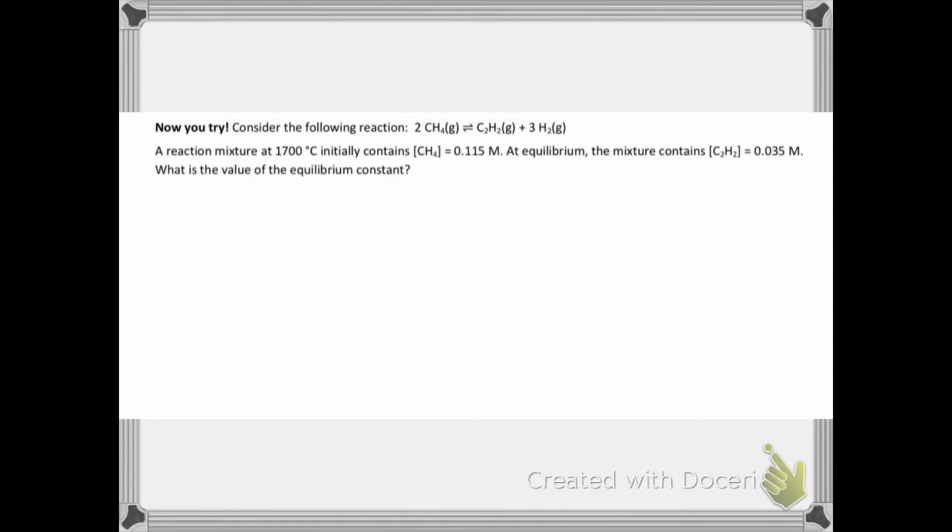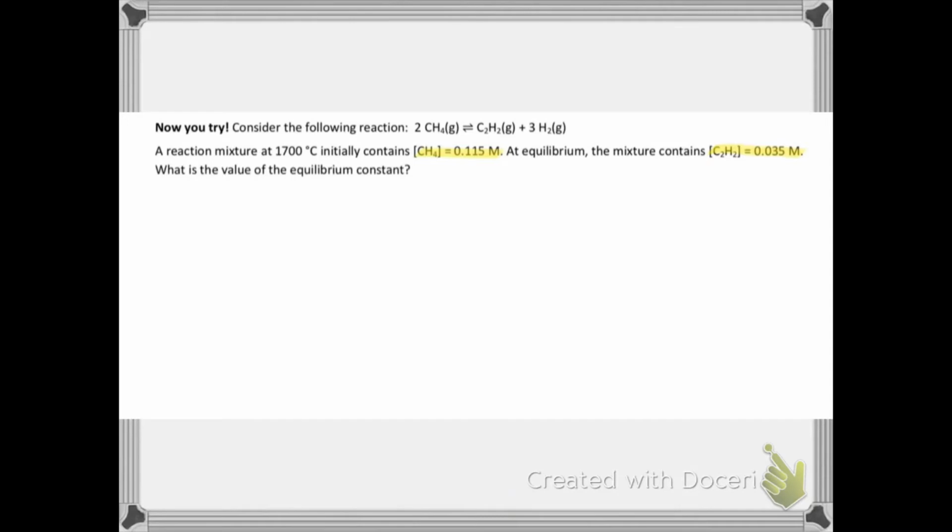Okay, so we are given a different reaction, and it says a reaction mixture at 1700 degrees Celsius, warm, contains methane in 0.115 molar concentration. And then at equilibrium, the mixture is going to contain 0.035 molar of C2H2. So we want to find the equilibrium constant. So once again, our very first step is to set up a delicious rice table.